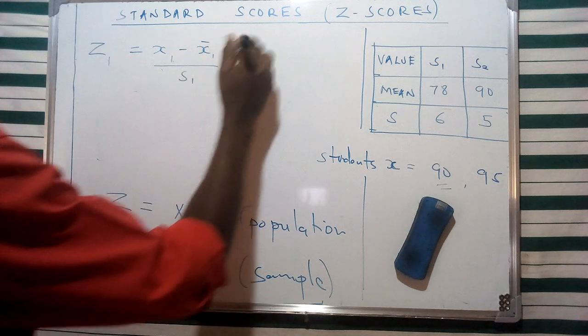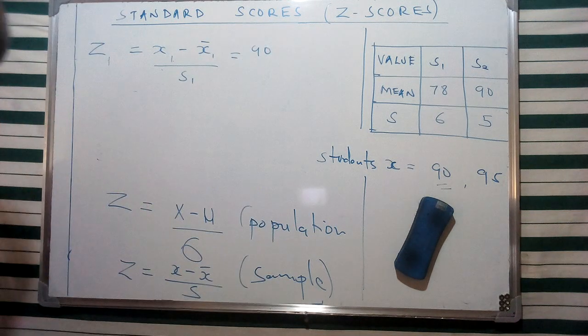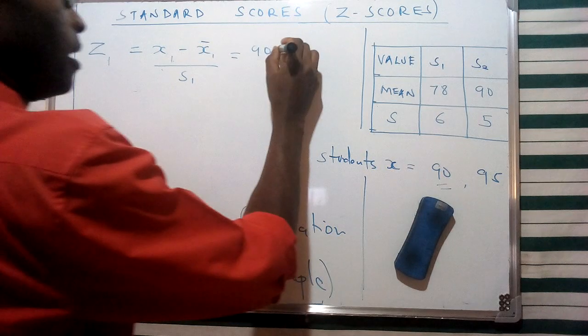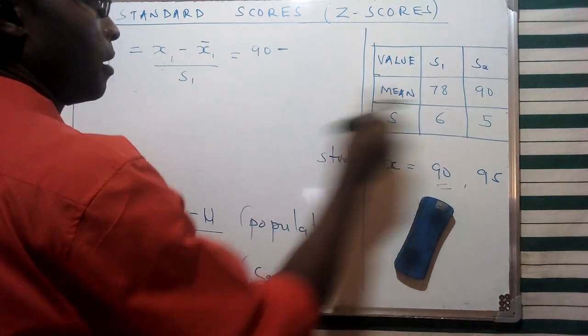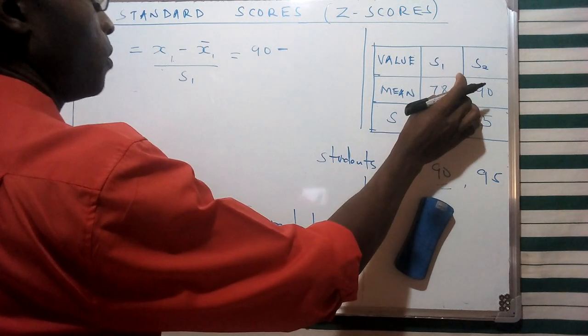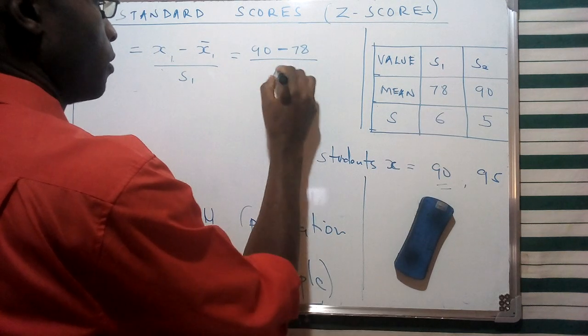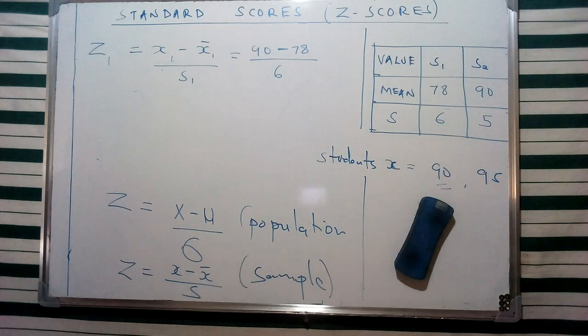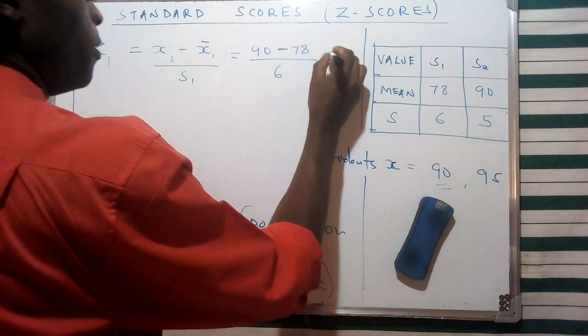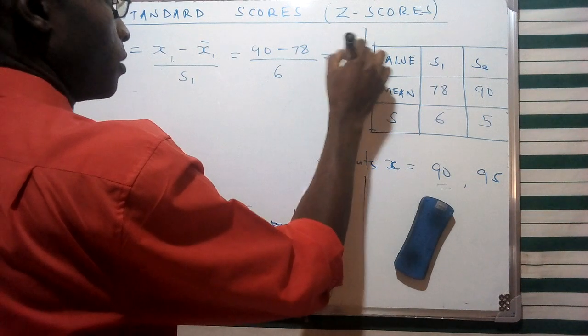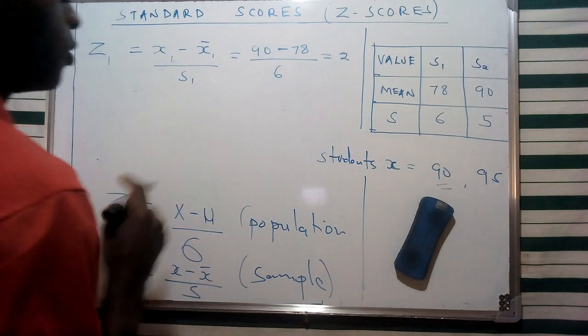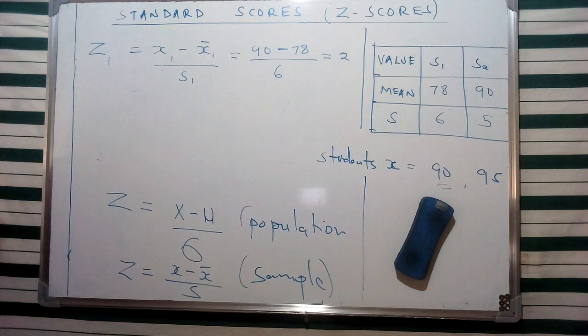So for this one, we're going to have it given in terms of 90, and then minus the mean from that specific stream, which is 78, divided by the standard deviation, which is going to be given in terms of 6. So this is going to give us the value of 12 divided by 6, which is going to be 2. So this is going to be the specific number of standard deviations from the mean given as such.